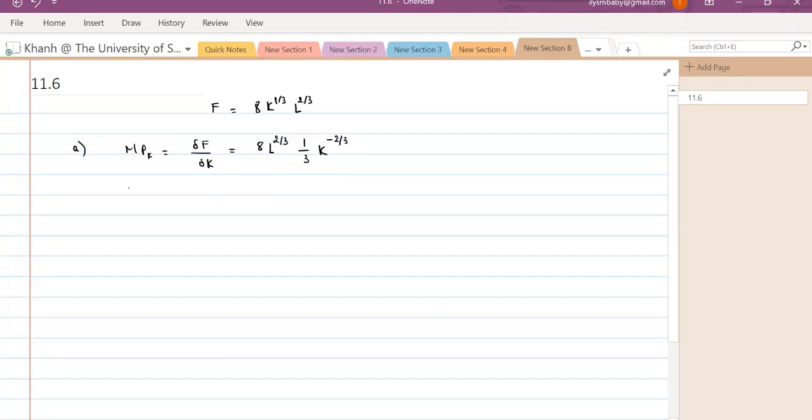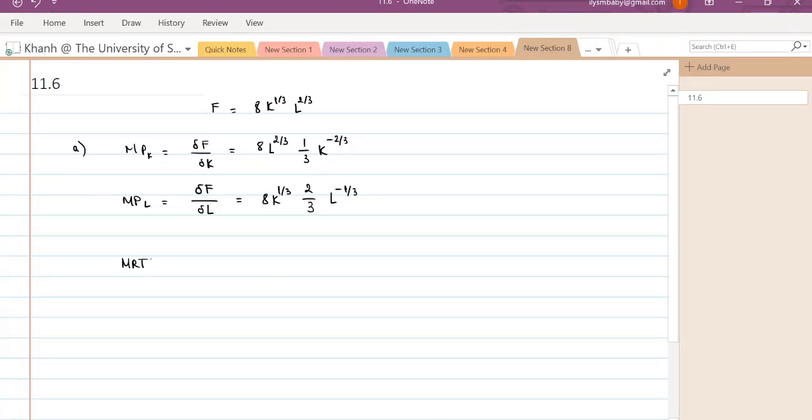Very similar, the marginal product of labor is the derivative of the production function with respect to labor. Again, I'm treating K as constant, so 8K to the power 1/3 remains the same. If I differentiate L to the power 2/3, I get 2/3 L to the power negative 1/3. Basically, 2/3 minus 1 is equal to negative 1/3.